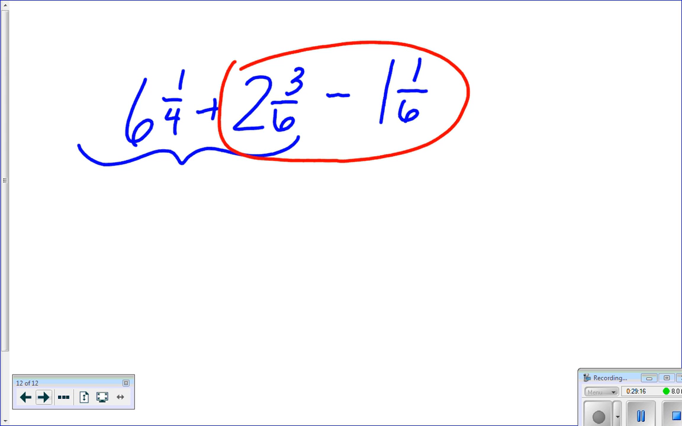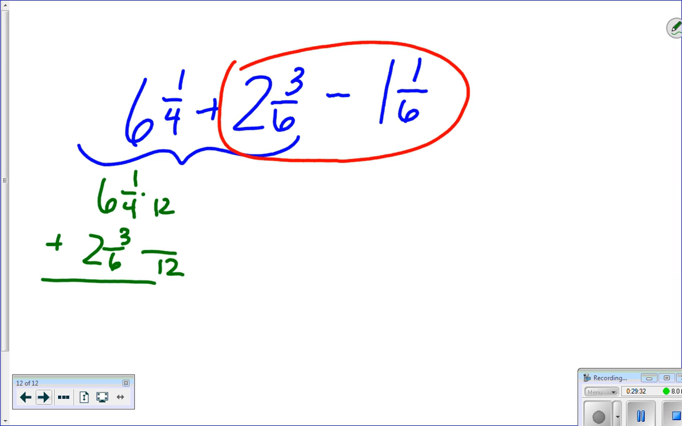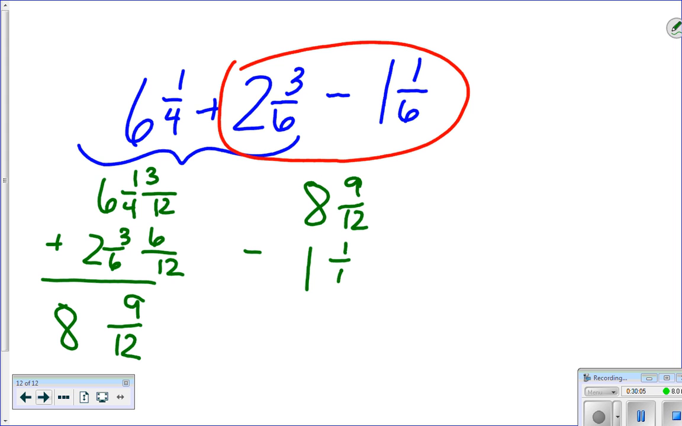Henry, what would you do first? Okay. That's just fine. So you did 6 and 1/4 plus 2 and 3/6. Okay, what else did you do? Times 2 would be 6. So then you got 9/12s. Okay. And then you got 8 and 9/12s. Okay. Then you minus 1/6. Some of you added 1/6, so check that out. Minus 1/6. And this became 2/12ths. So 7/12ths, 8, 7 and 7/12ths.